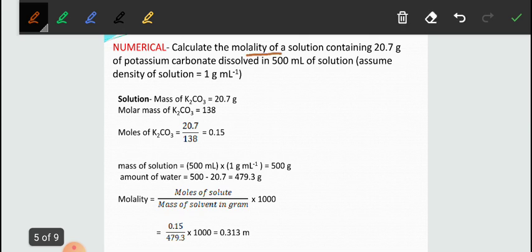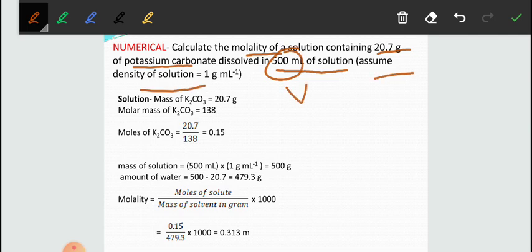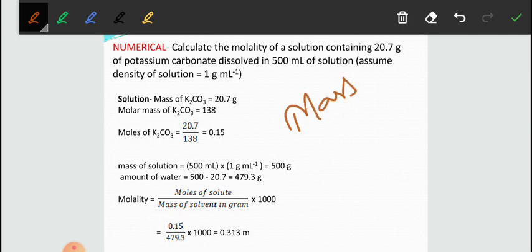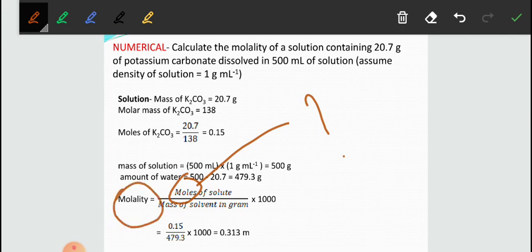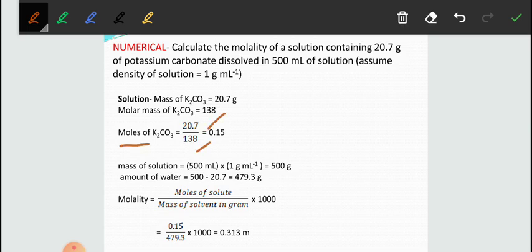Calculate the molality of the solution which contains 20.7 gram of potassium carbonate. It is the solute, given as 20.7 gram, in 500 ml of solution. This is the volume given. Assume density of the solution is 1 gram per ml. First of all, we see that the mass of solvent, needed to calculate molality, is not given. This we have to calculate. Second, we have to calculate moles, then we can substitute these values in molality and get the answer. To calculate moles, it is given mass divided by molar mass.